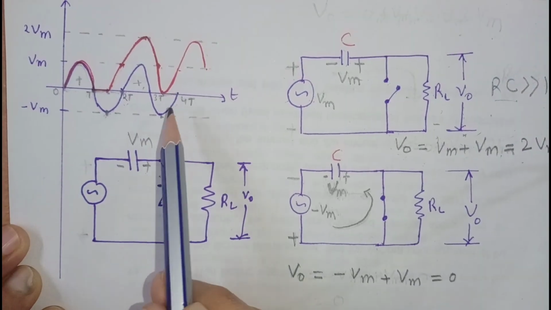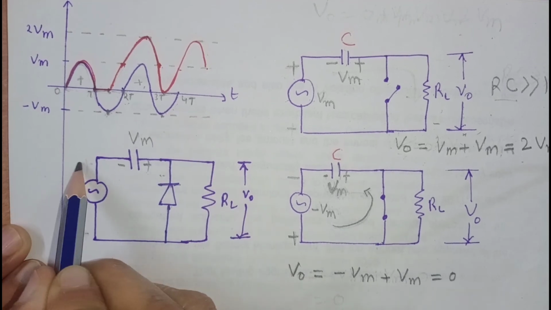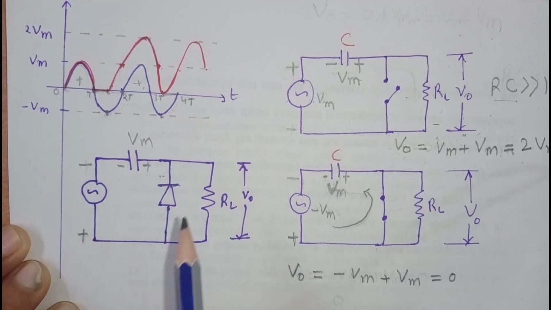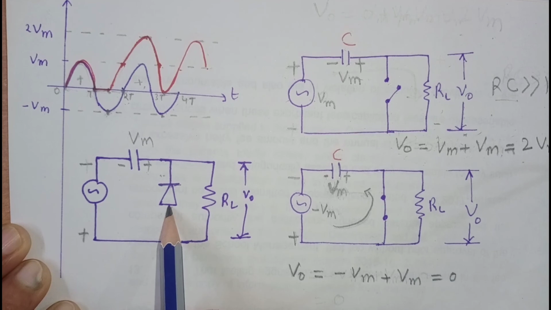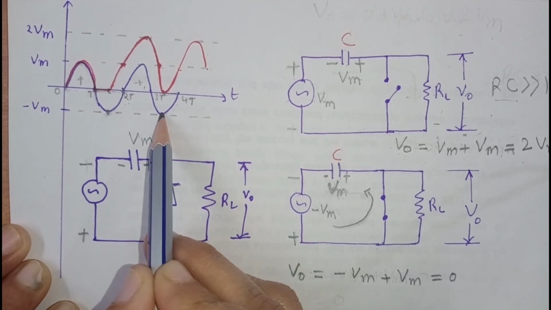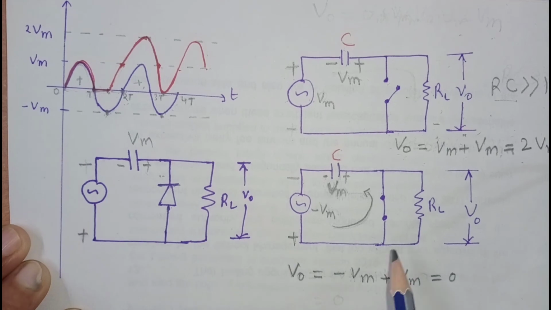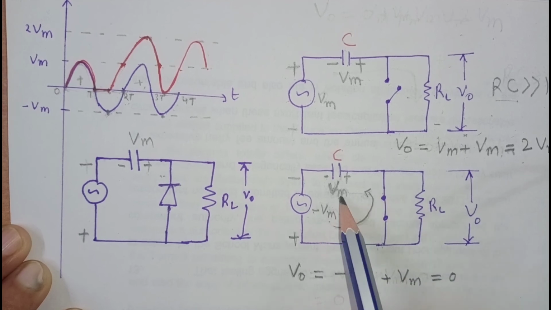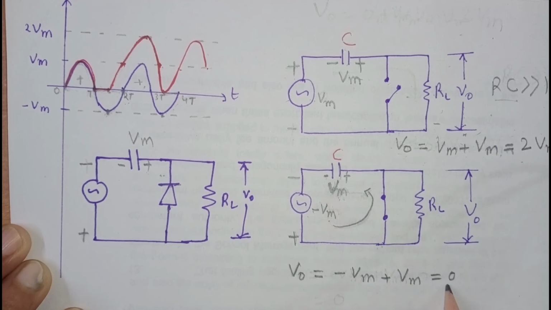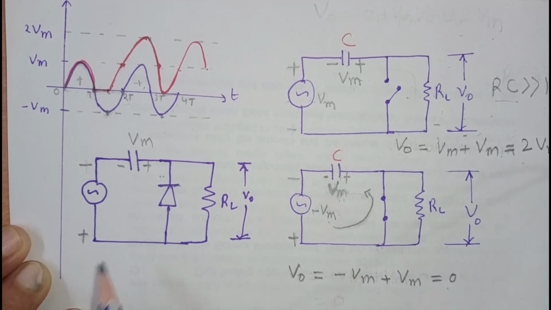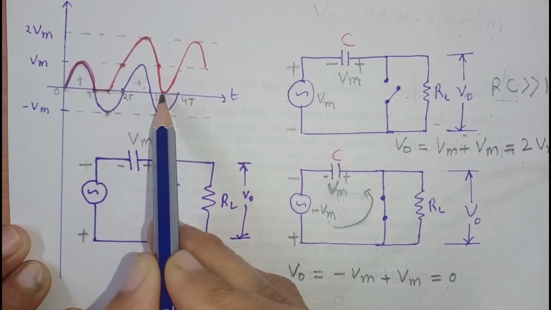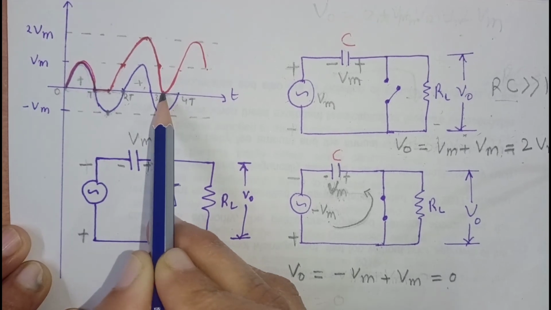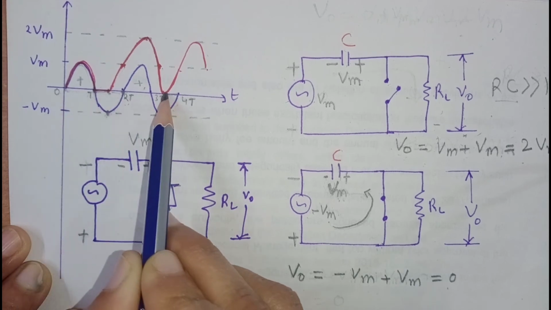Again, during the negative half cycle this terminal is negative and this terminal is positive, so the diode is forward biased up to the negative peak of the input signal. The equivalent circuit will look like this. As the voltage is at the negative peak, the voltage here will be minus Vm, and this capacitor will be charged up to Vm. So the output voltage will be 0 at this point of time, at the negative peak. The output waveform touches the axis, so it is 0.